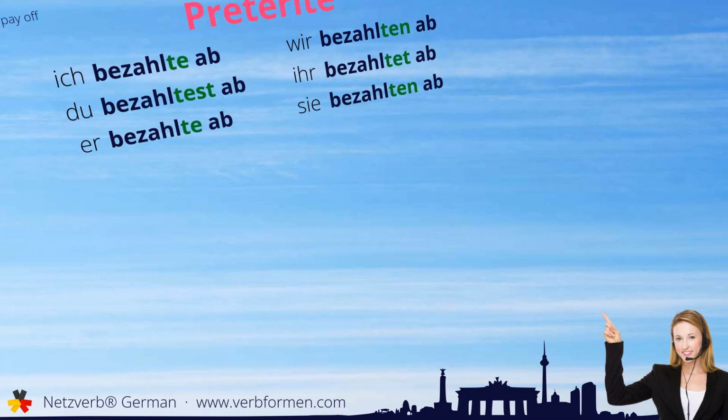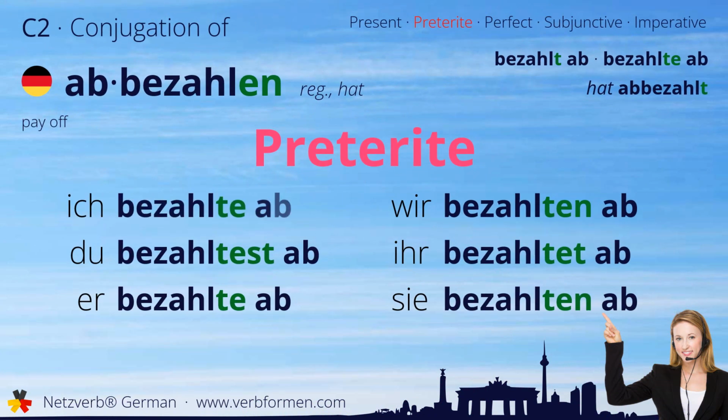Next up is the preterite. Ich bezahlte ab. Du bezahltest ab. Er bezahlte ab. Wir bezahlten ab. Ihr bezahltet ab. Sie bezahlten ab.